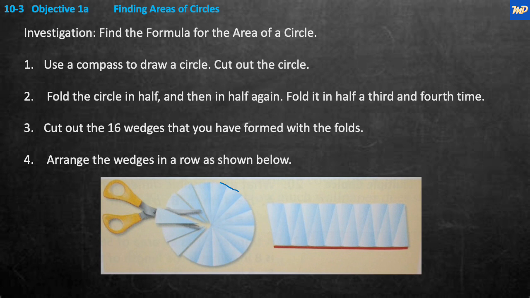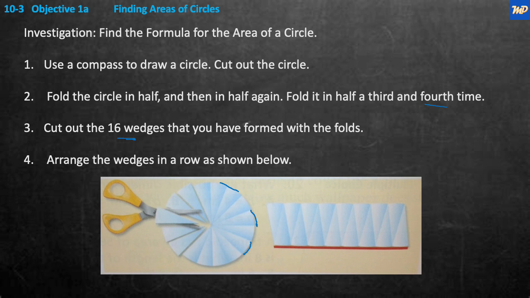Fold the circle in half, and then in half again. Now you've got quarters. And then again, now you have eighths. And then finally, the fourth time you fold it, you're going to have sixteenths. Your circle will be broken into 16 pieces with the folds. So it says cut out the 16 wedges. Each one of these is a wedge right here. From here to here is a wedge. So it says cut out the 16 wedges that you've formed with the folds.